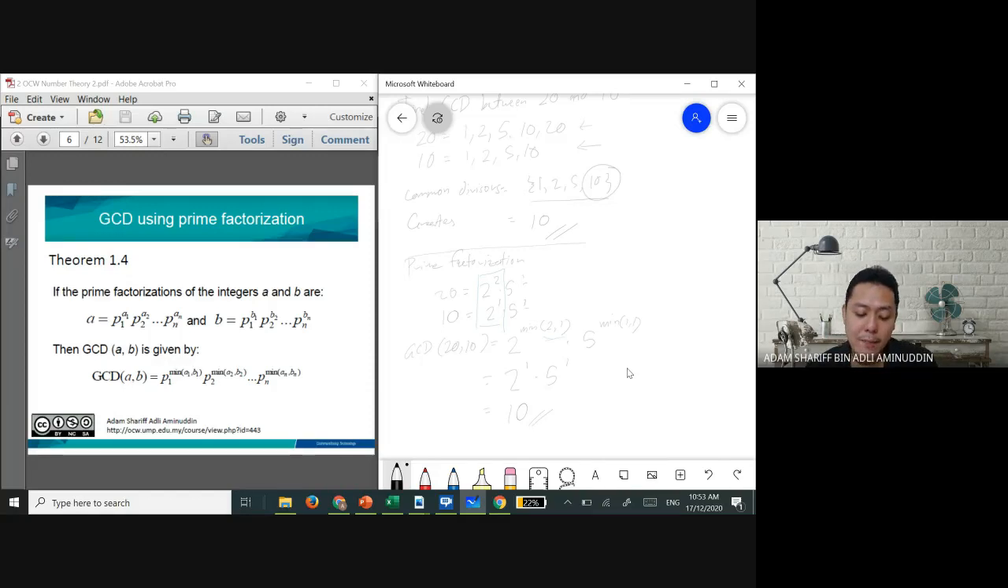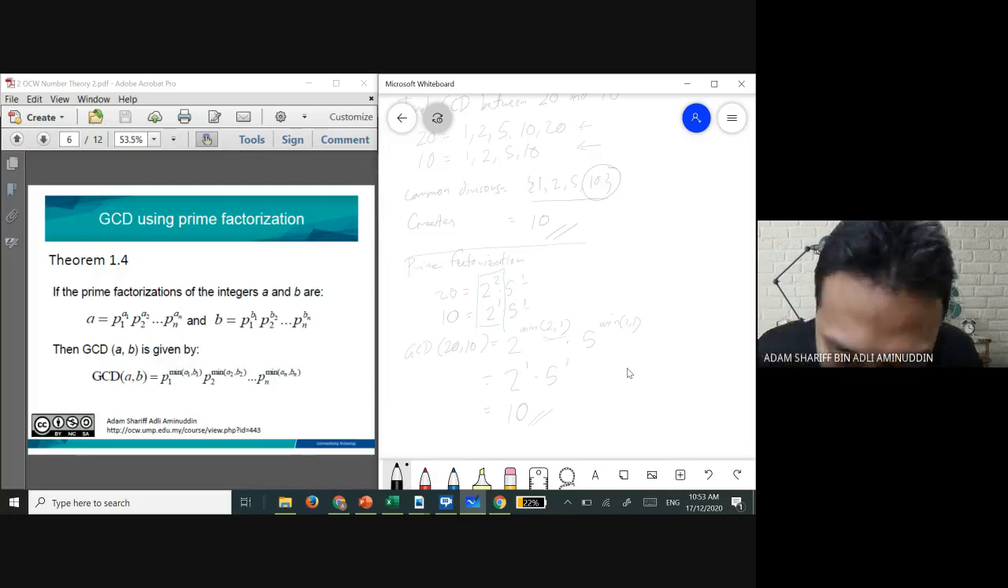So by using prime factorization technique and by using the specific theorem, you can actually find the GCD between any integer by using the concept lah. The first prime minimum, second prime minimum times the last prime minimum.